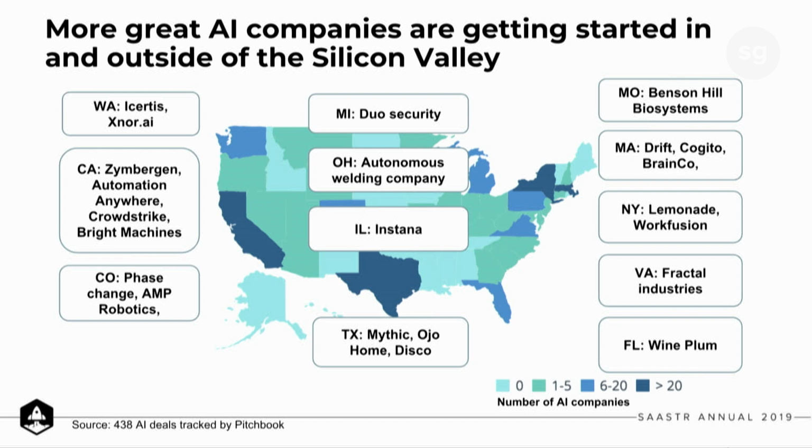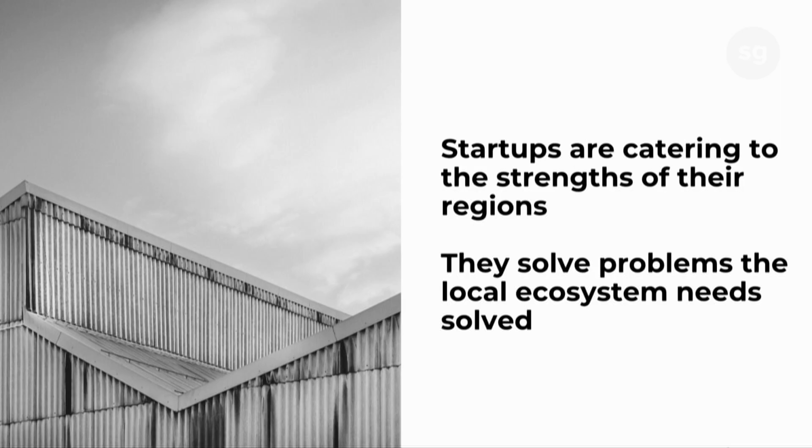For AI specifically, Mythic, for example, started in Texas. Then we have Duo Security in Ann Arbor, Michigan. Automation Anywhere is in California, but we have a lot of other startups, like Lemonade from New York and Factual Industries in Virginia. I'm very excited about this trend personally, because I think these startups are catering to the strengths of their own regions. They're actually solving problems that the local ecosystem needs solved, which is very, very important.